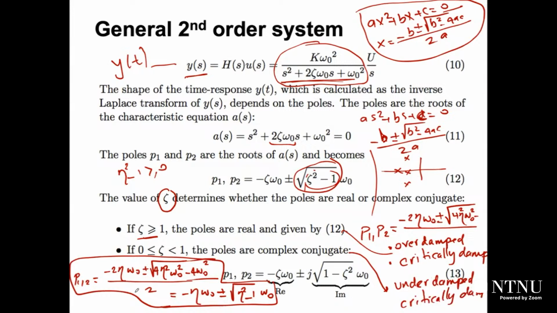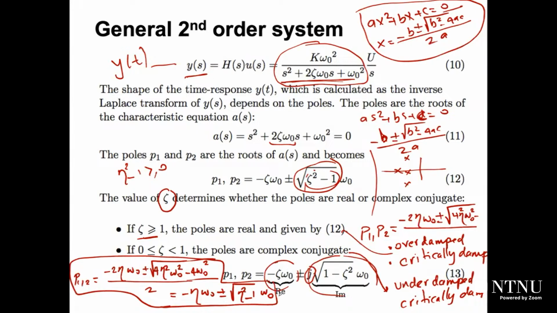So this zeta is very, very important. At the end, your poles, p1 and p2, will consist of real parts and imaginary parts. In this case, when zeta is greater than or equal to 0 and less than 1, you will get this complex part here, j, right? So in this case, your poles will consist of a real part and imaginary parts. If you have a real part and imaginary parts, you will be underdamped.